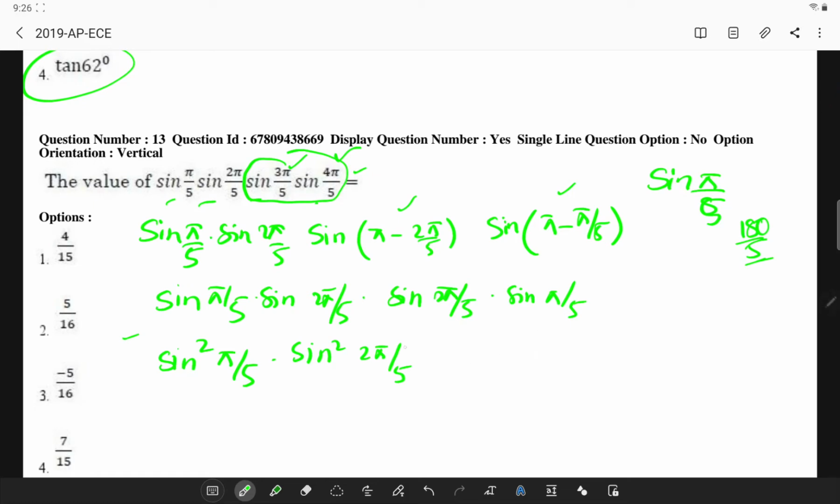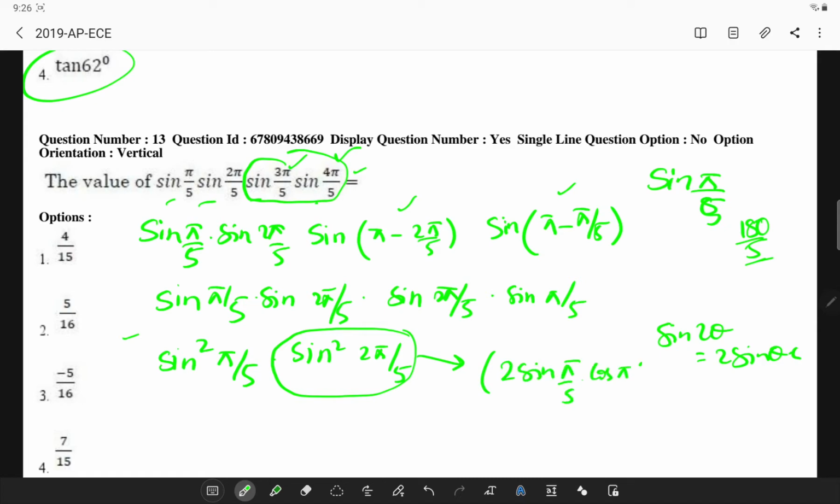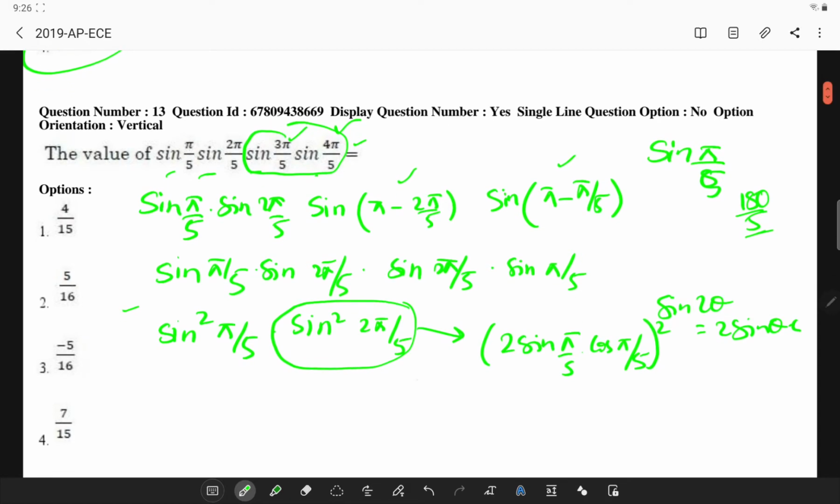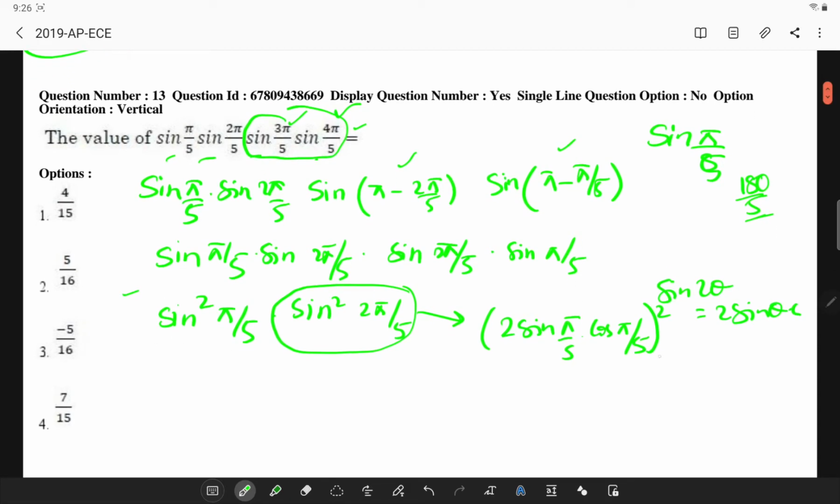Here I'll try to expand sine 2 theta. I can write it as 2 sine theta into cos theta. Similarly, I write this as 2 sine pi by 5 into cos pi by 5 whole square, and I can write this in the form of 4 into sine power 4 pi by 5 into cos square pi by 5.